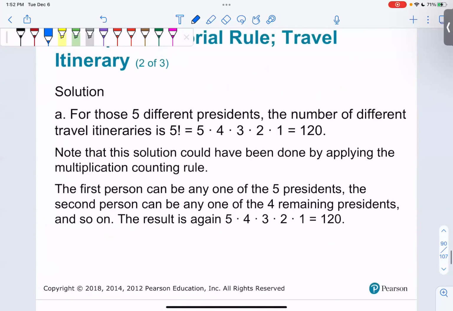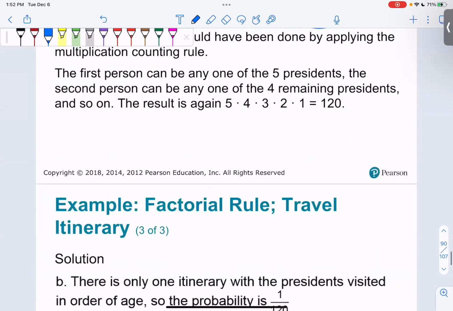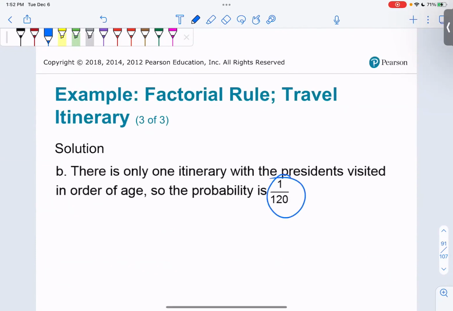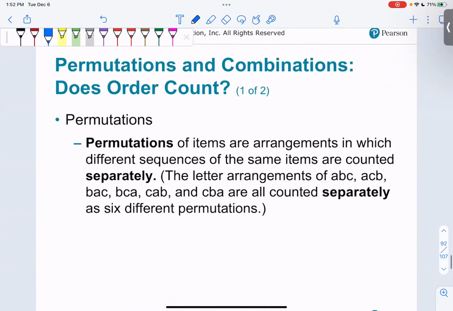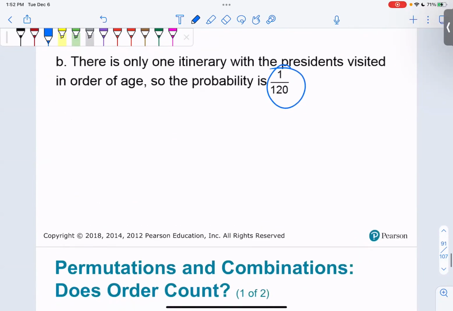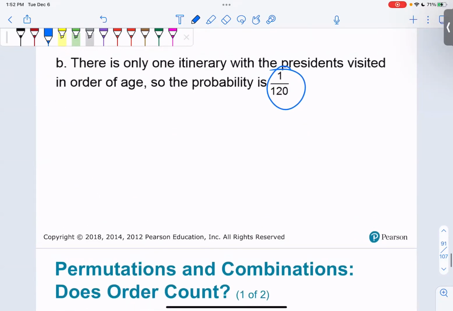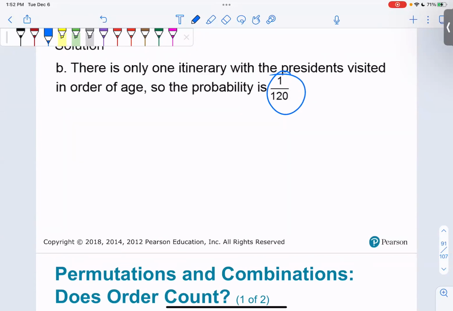Okay, so this is the first choice. The number of different ways to arrange them will be 120, and then the probability is 1 divided by 120, which is only one correct combination of the presidents from youngest to oldest. When you divide it, you get 0.008, so it would be a 0.008 chance of that occurring.